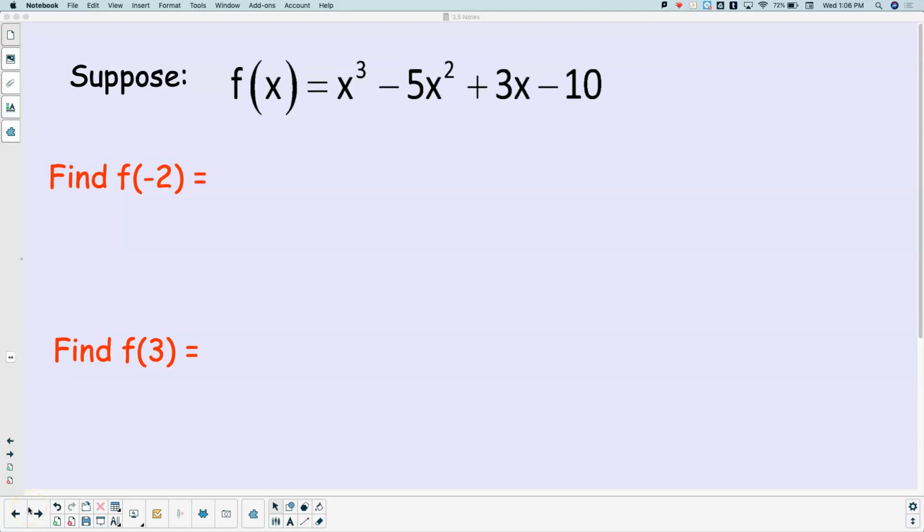Alright, so I am going to ask you an algebraic question. Given the fact that f of x is equal to x cubed minus 5x squared plus 3x minus 10, given that fact, I want you, and I think you can do this in like 2 minutes actually, I want you to find me f of negative 2, and I want you to find me f of 3. Go.